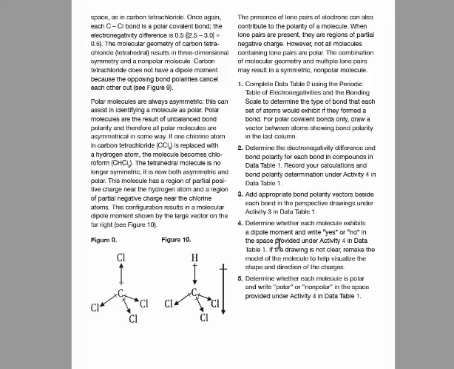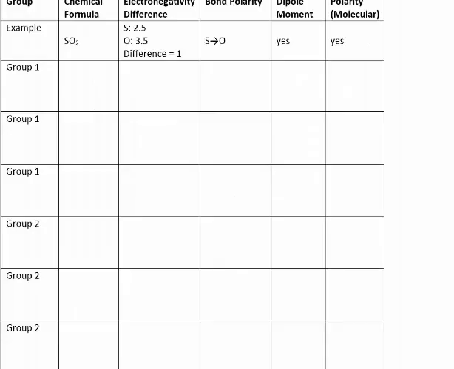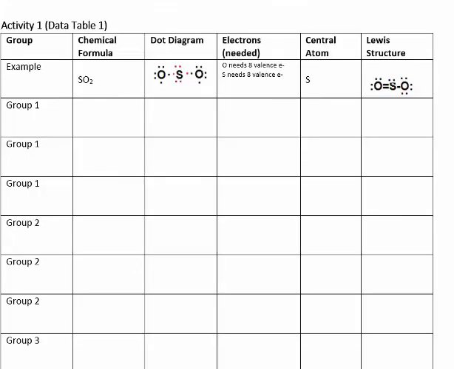And then 4 and 5, we're looking at the molecular polarity. So determine whether your molecule exhibits a dipole moment, and if it does, write yes. If it doesn't, write no. And then determine whether each molecule is polar, and write polar or nonpolar. So remember, a molecule will have a dipole moment if the central atom has a lone pair or if the outer atoms are different. So you have the Lewis dot structure for all of your molecules in data table 1 for activity 1.